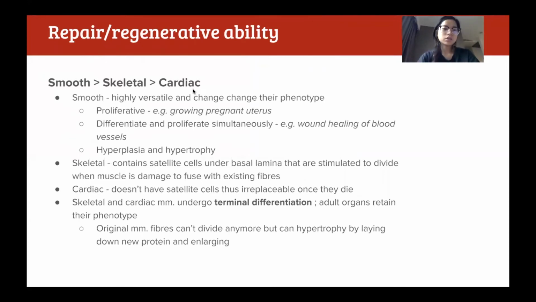Smooth muscles are highly versatile and can change their phenotype. This means they can continue growing, they're proliferative, and they can continue to differentiate. Examples are a growing uterus in a pregnant person, or the wound healing of blood vessels, because smooth muscles are found in blood vessels. So they can grow, or if they break, they can be healed. And of course, they can undergo hyperplasia and hypertrophy.